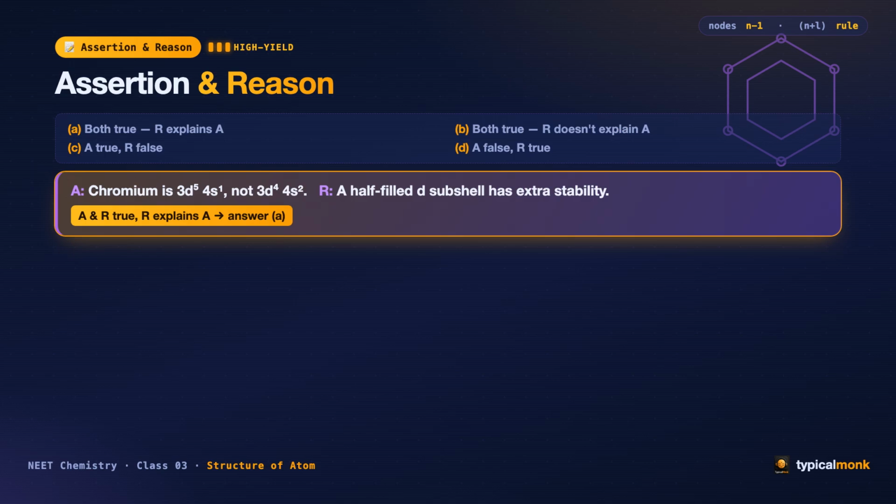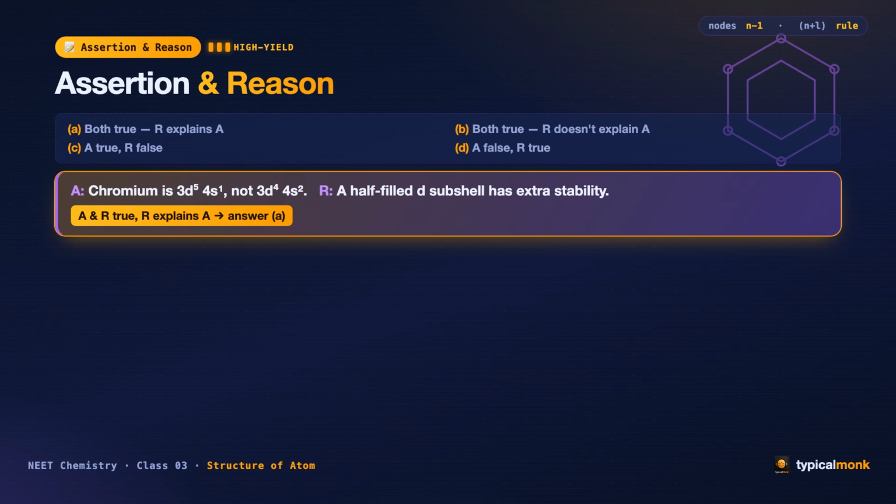Remember the 4 options. Option A, both statements true and the reason explains the assertion. Option B, both true but the reason does not explain. Option C, assertion true, reason false. Option D, assertion false, reason true. First one, the assertion. Chromium is 3d5, 4s1, not 3d4, 4s2. The reason, a half-filled d subshell has extra stability.